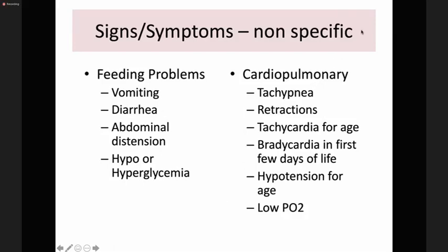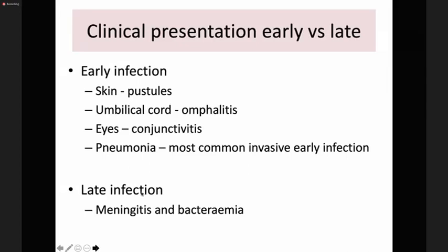Again, similarly, there can be feeding problems like vomiting, diarrhea, almost anything, hypoglycemia, abdominal distension. Then cardiopulmonary features like increased respiratory rate, retractions, that is chest indrawing, increased heart rate, decreased blood pressure, low saturation. So any of these things can mean that the baby is affected by an infection.